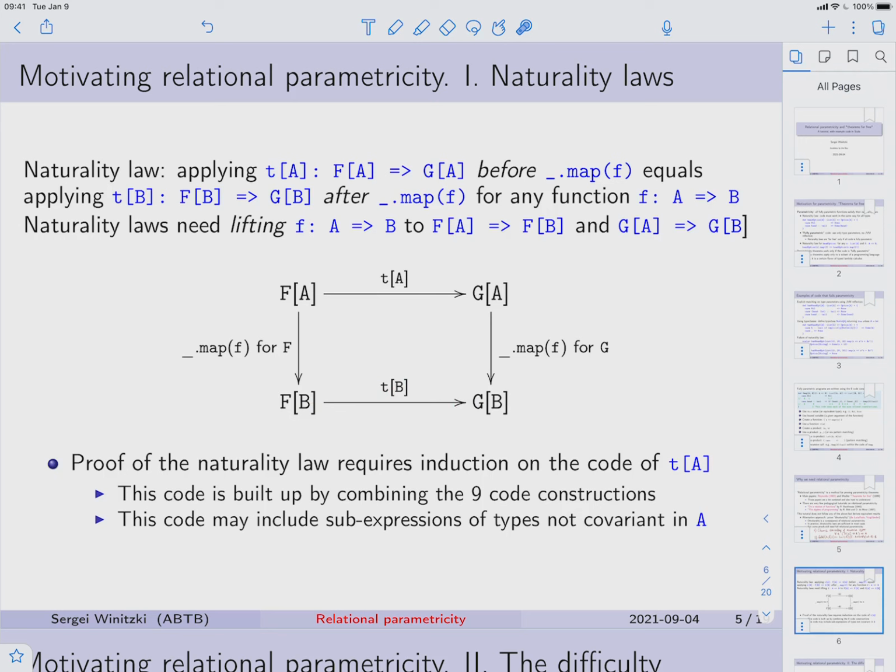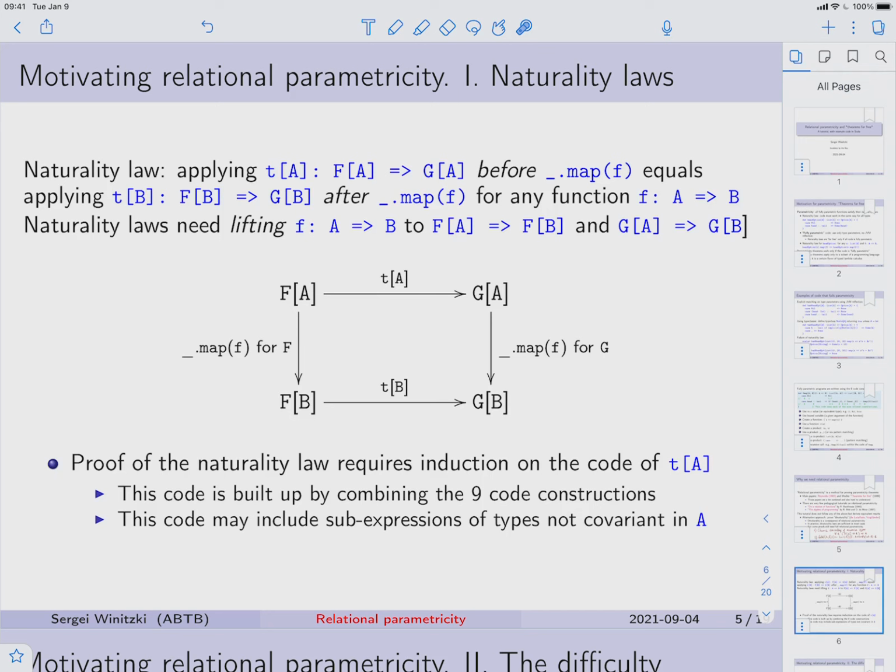The naturality law says that if you do this or if you do that, the results must always be the same for all functions f and for all types a and b. So this is a naturality law in a general form. The name naturality law comes from category theory, where these are natural transformations between some functors. But this is just the reason why we're calling it like this. We don't need any category theory in this tutorial.